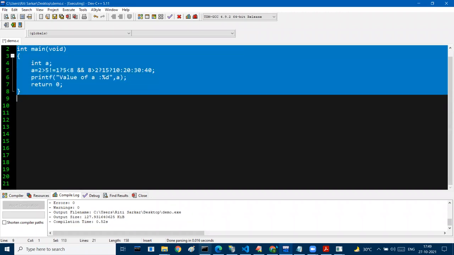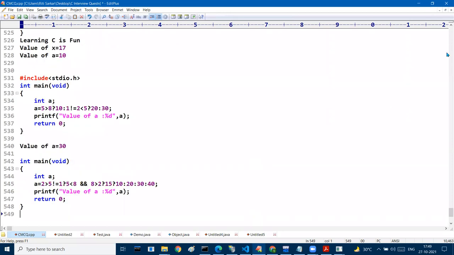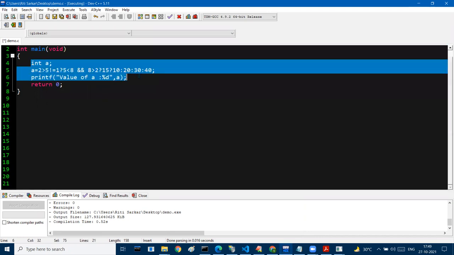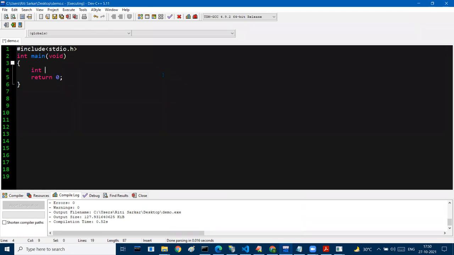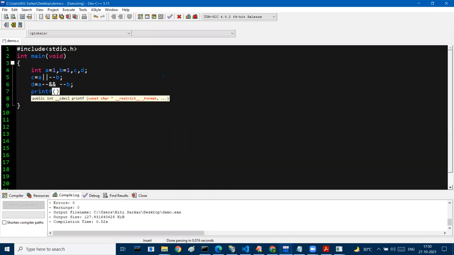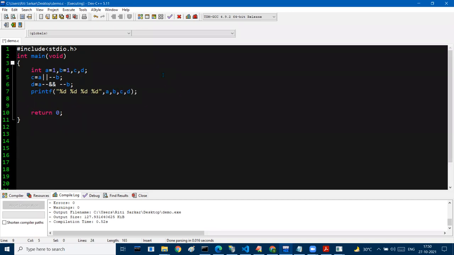Let me copy this. Int a is equal to 1. Bring your pen and paper, guys. I want to know the values of A, B, C, D, everything. You have to tell me the answer.